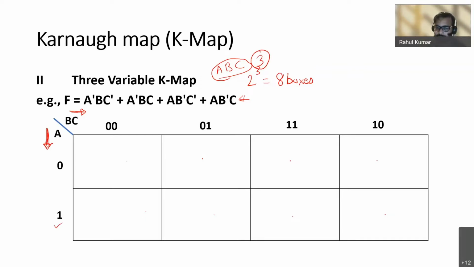Then along the horizontal direction, I will label the first box as 0, 0, right? The first number is for b, the second number is for c. The second box, I will label as 0, 1. The third box as 1, 1. And then 1, 0. So be careful about labeling the boxes along the horizontal direction. First box is 0, 0. Second box is 0, 1. Third box is 1, 1. And the fourth box is 1, 0. If you label it wrong, your entire solution will be wrong.